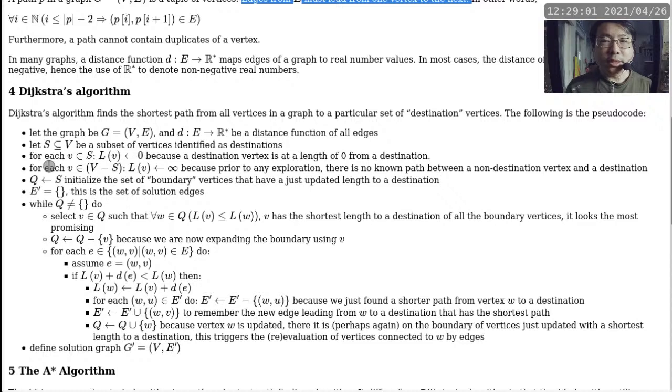We're initializing how we calculate the L values. So we basically say for each v, lowercase v, that is in the set S, which is a subset of V, and those are our destinations, L of v is initialized to 0. So the L value, this is something that you can write down on your own because I'm describing this, but it's not in the notes. The L value is basically the length of the shortest known path up to this point from a vertex to one of the destination vertices.